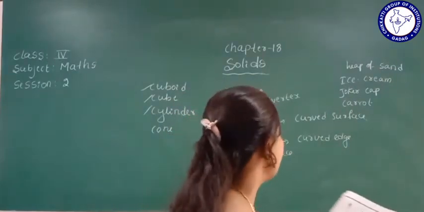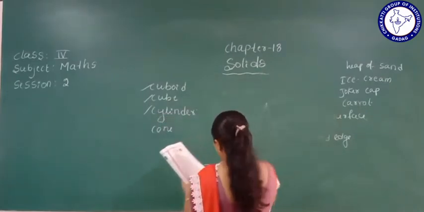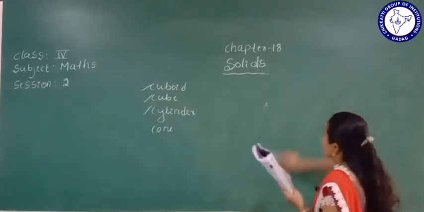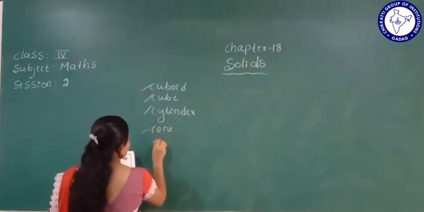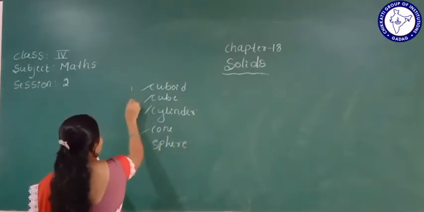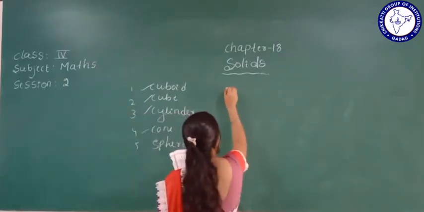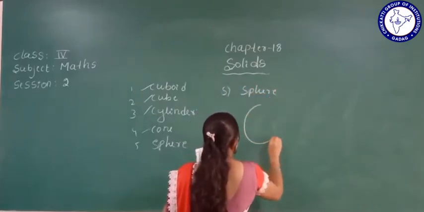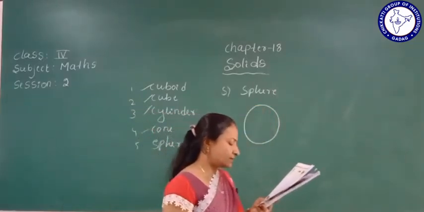Okay. So next one we are going to study, that is sphere. That is the last one, sphere. This is the fifth one. 1, 2, 3, 4 and the fifth one. That is sphere. Okay, so how is a sphere? So this we can call a sphere. Circle. Yes. So that we can call a sphere.